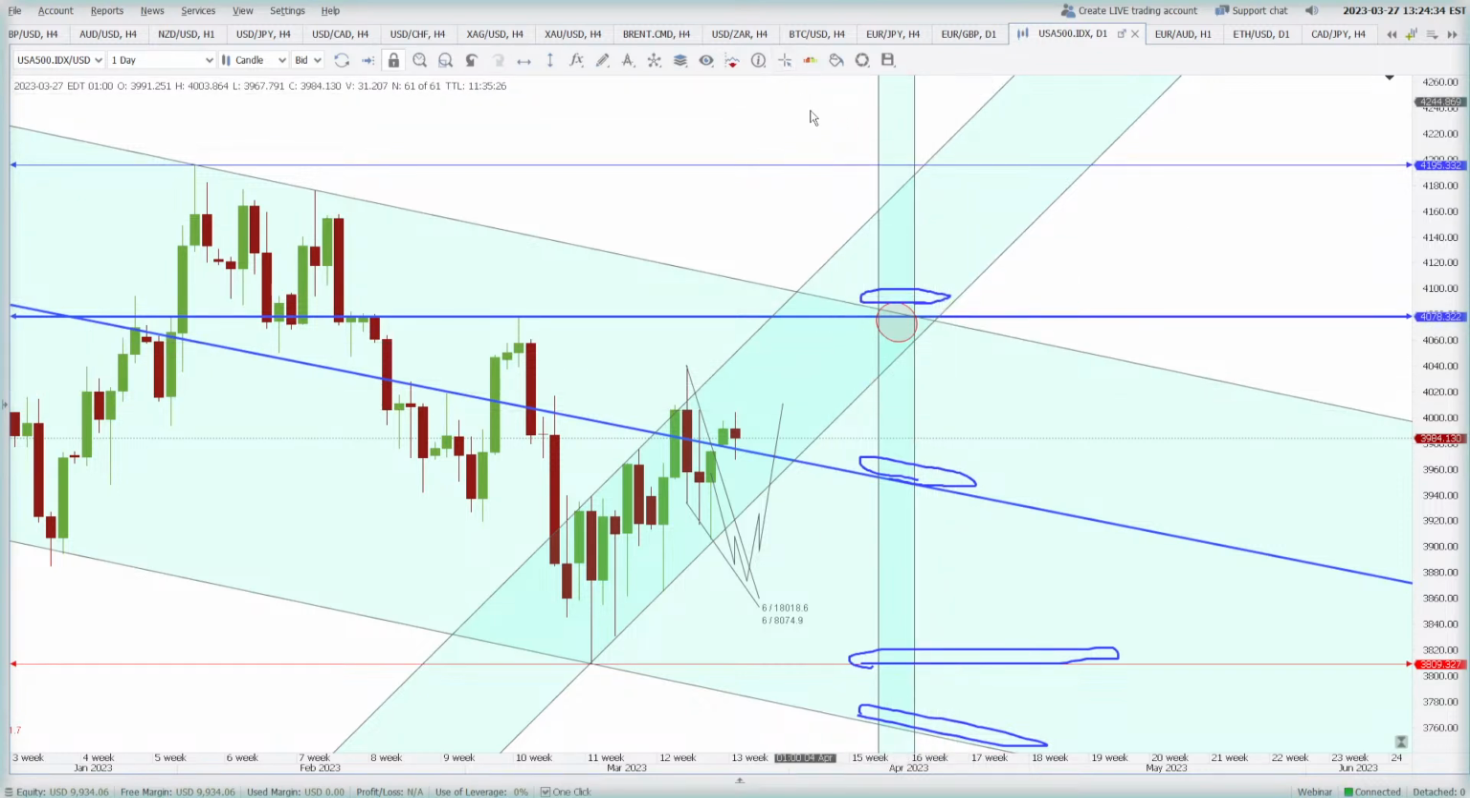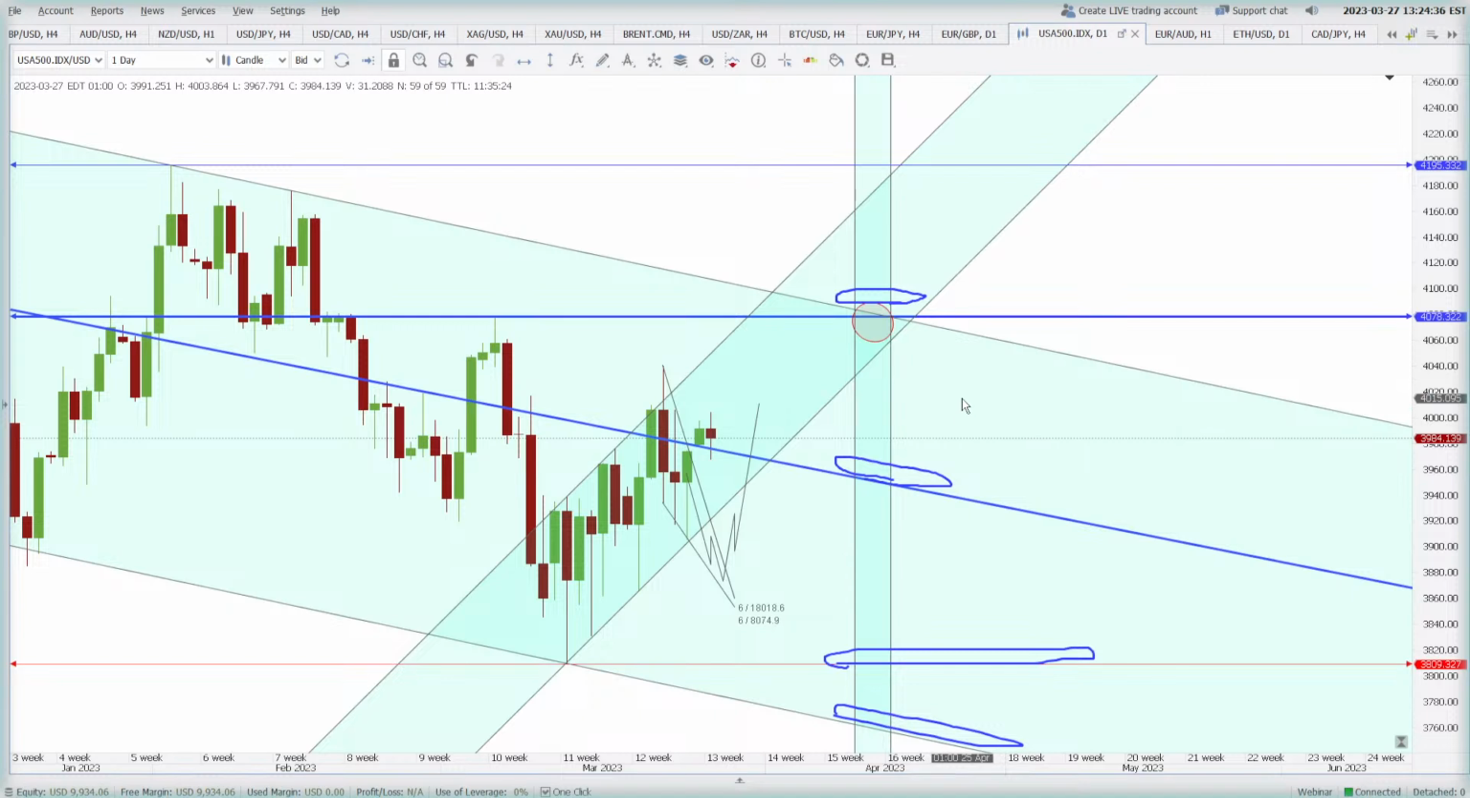Who doesn't want a trade like that? Yes, you will have to wait, but the risk to reward ratio is huge, so it is worth waiting.